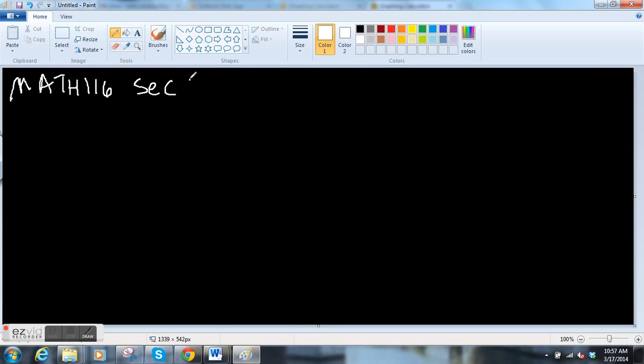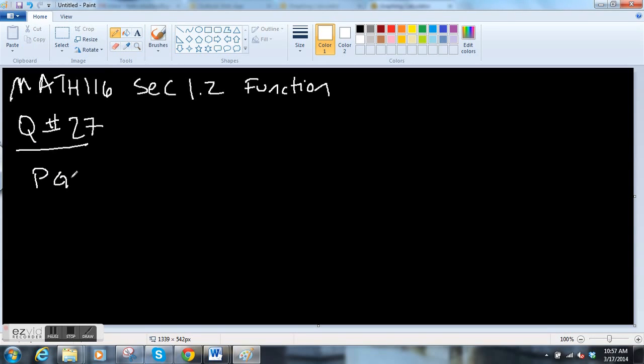Math 116, section 1.2, we're looking at functions. So all sorts of things about functions. And I wanted to start off looking at the questions that ask about the domain and the range of a function. So let's look at question number 27, and this is on page 74. I want to help you find the domain and range of a function. Once you get the hang of it, they're sort of straightforward.